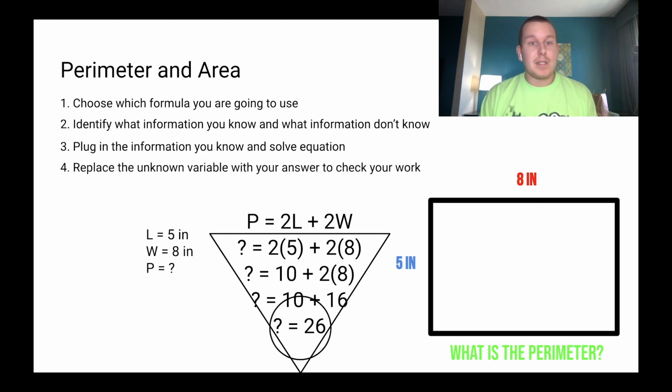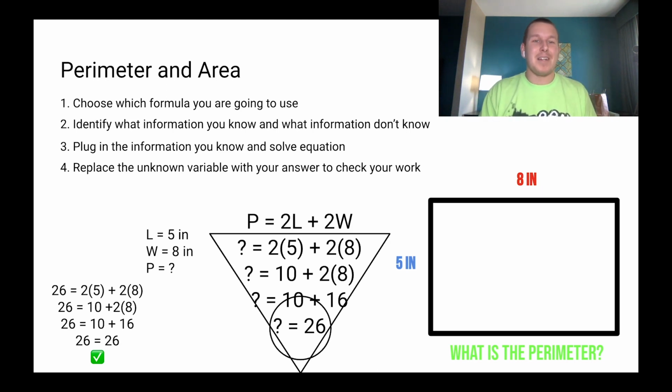Step 4, replace the unknown variable with your answer to check your work. You know Mr. E is all about checking work and making sure we got a good answer. So we'd like to plug it back in. And if at the end we have the same number on each side, that means we did a good job and we got a good answer.